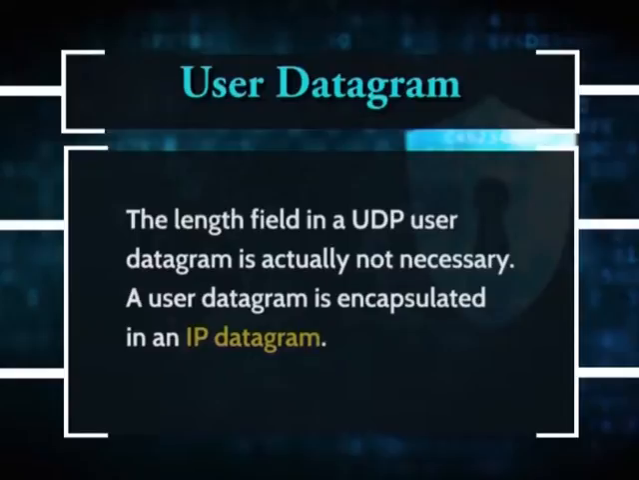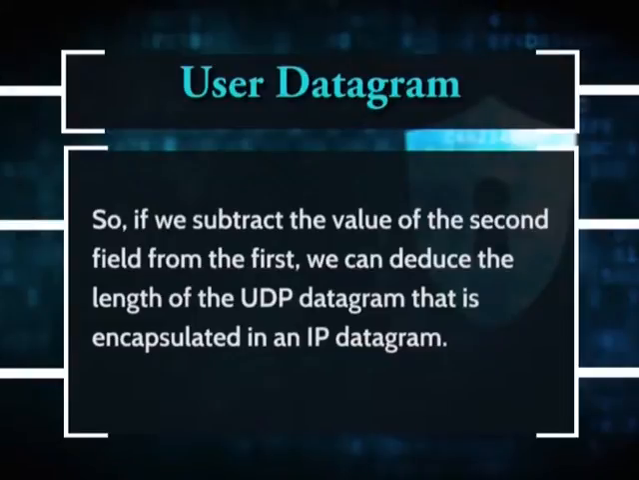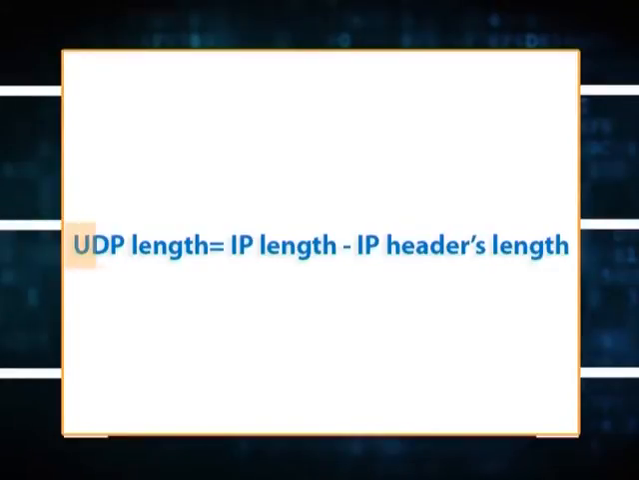A user datagram is encapsulated in an IP datagram. There is a field in the IP datagram that defines the total length. There is another field in the IP datagram that defines the length of the header. So, if we subtract the value of the second field from the first, we can find the length of the user datagram that is encapsulated in an IP datagram. UDP length equals IP length minus IP header's length.